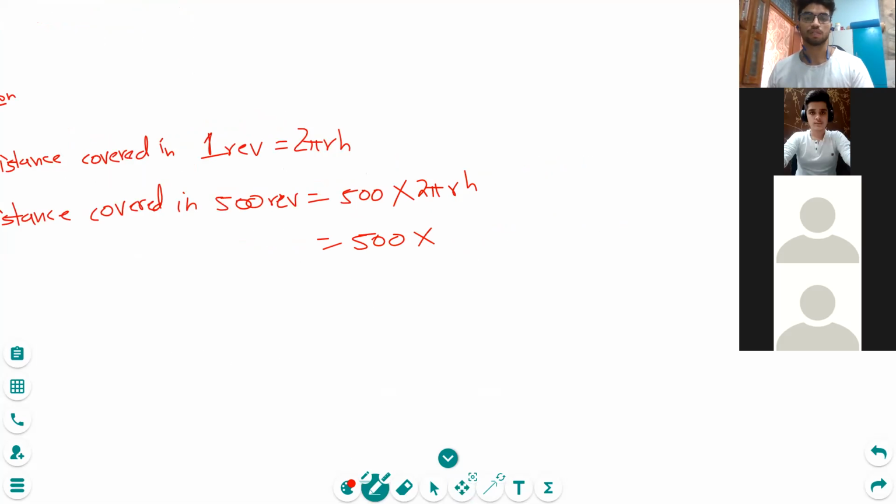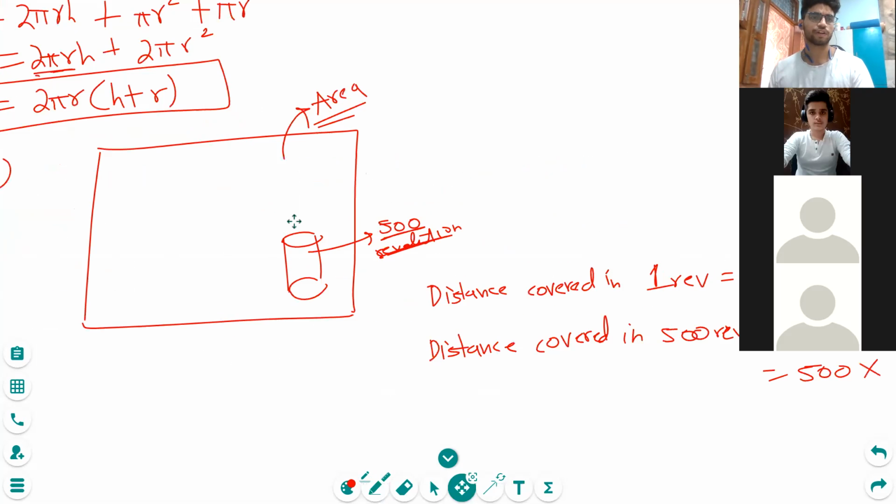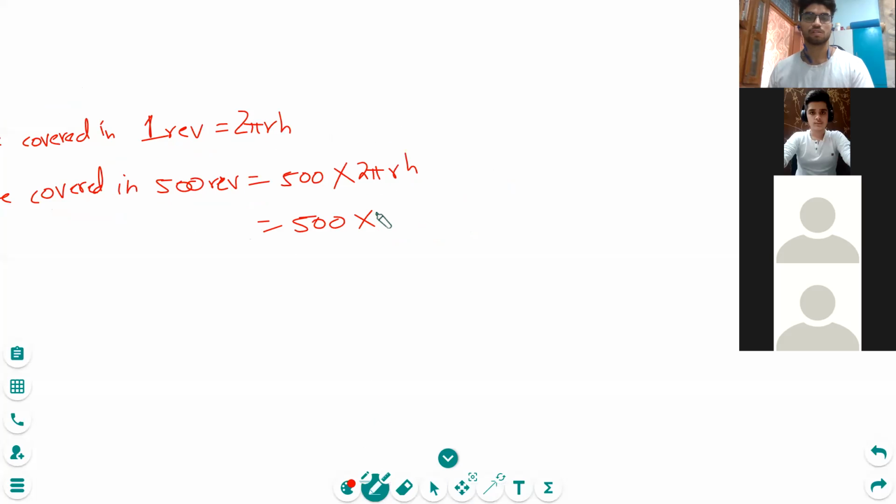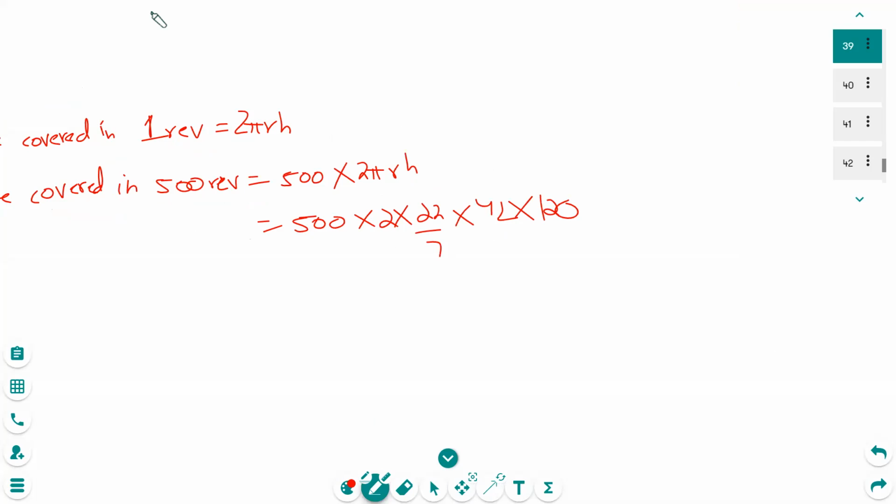Now I have all my values to put here. My R is 42, and the length, that is height, is 120. So 500 times 2 times 22 by 7 times 42 times 120. Quickly calculate this. I'm not doing the calculations, you people will do the calculations. Tell me the area of the playground. This answer will be the area of the playground only. Calculations you have to do on your own. The more calculations you do, the better you will get at this chapter.